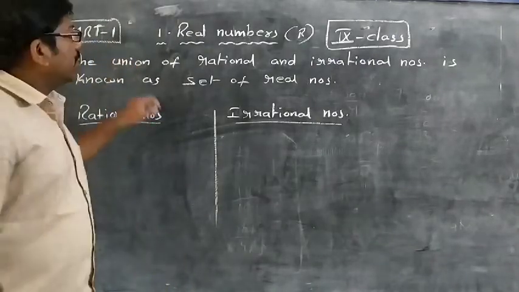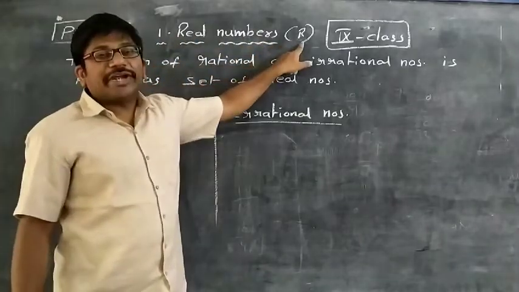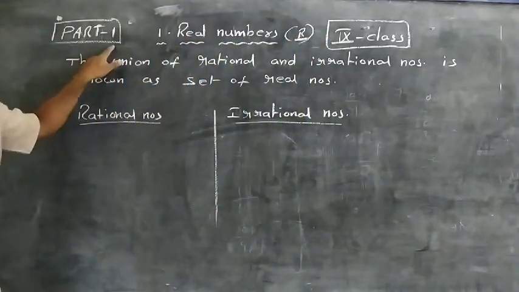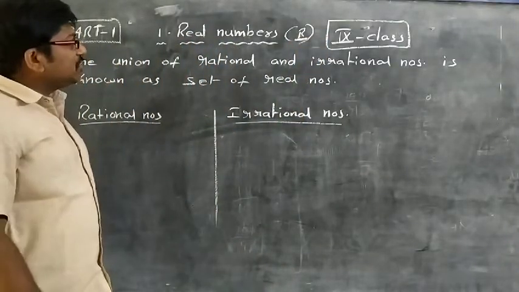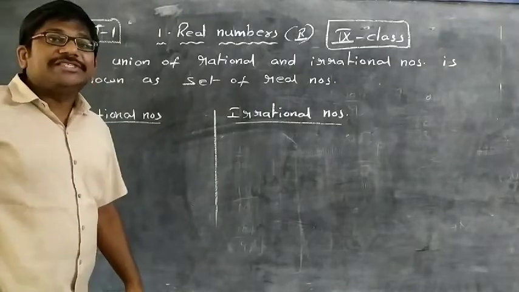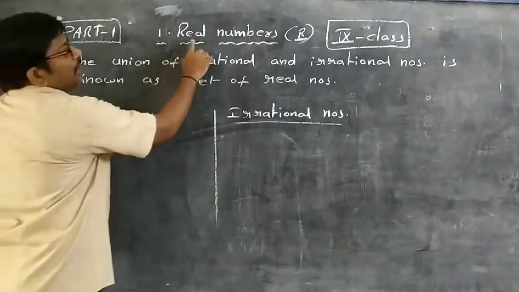Today's topic is real numbers. The set of real numbers is denoted with the letter R. Part 1: in this part, the definition of real numbers and belonging examples. Okay, first, what is the set of real numbers?